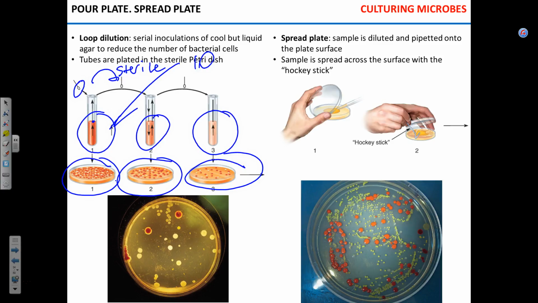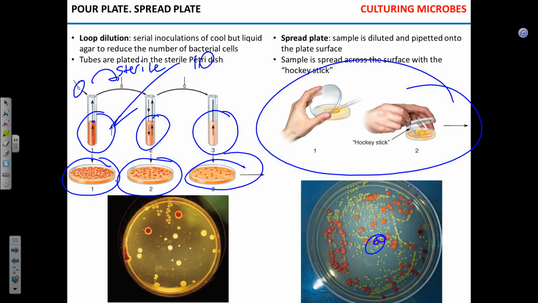Spread plate is the simplest. Use the hockey stick. That's the hockey stick. So take a sample either with a pipette or with a wire loop. Place it in the center of your media, center of the plate, right here. Take the hockey stick and just spread it well and evenly. And that's it.